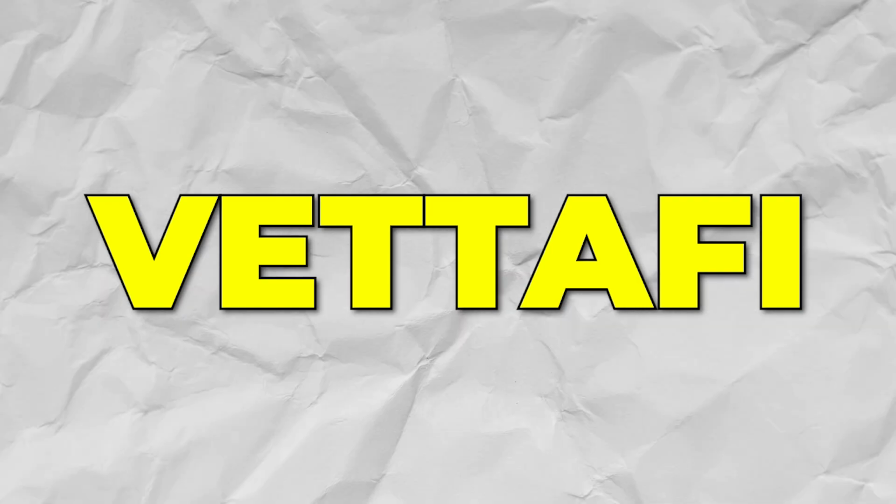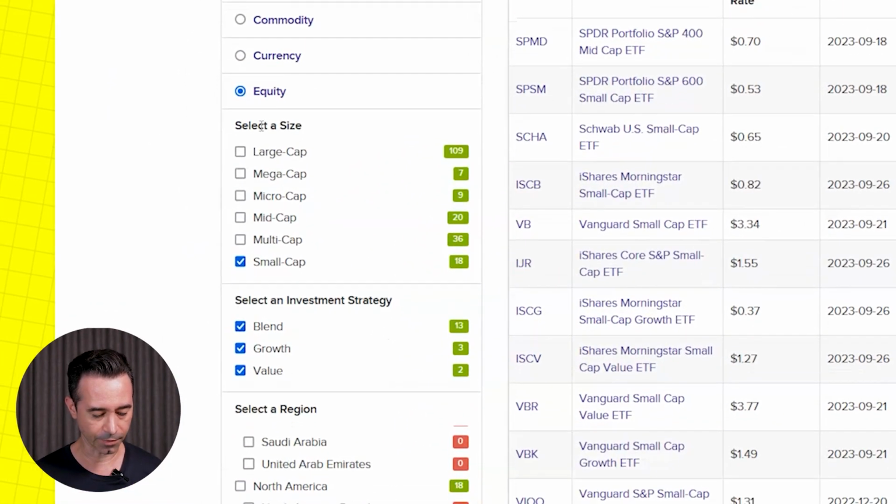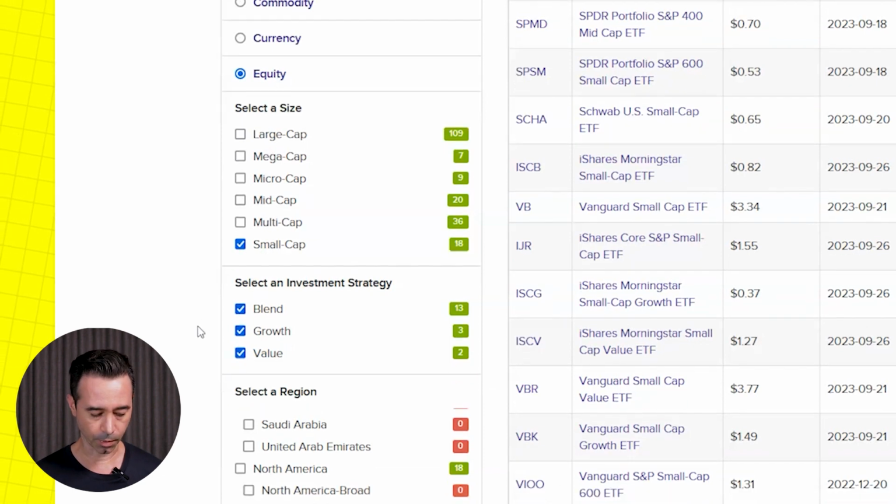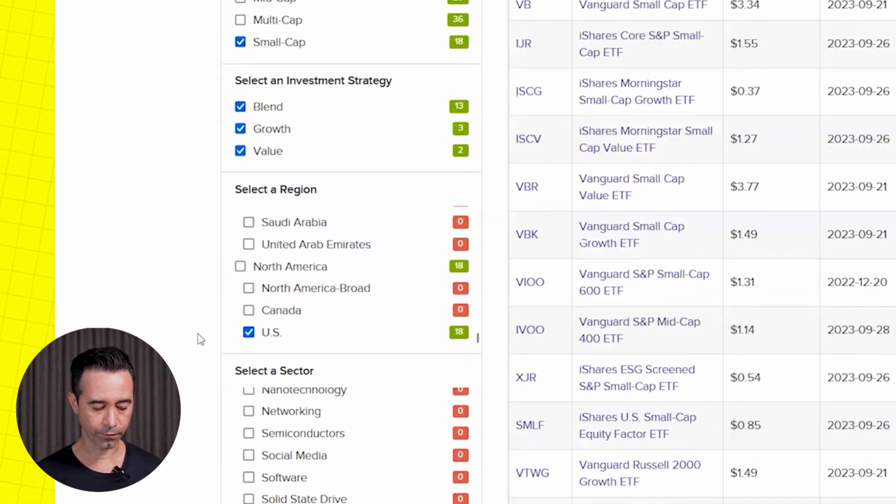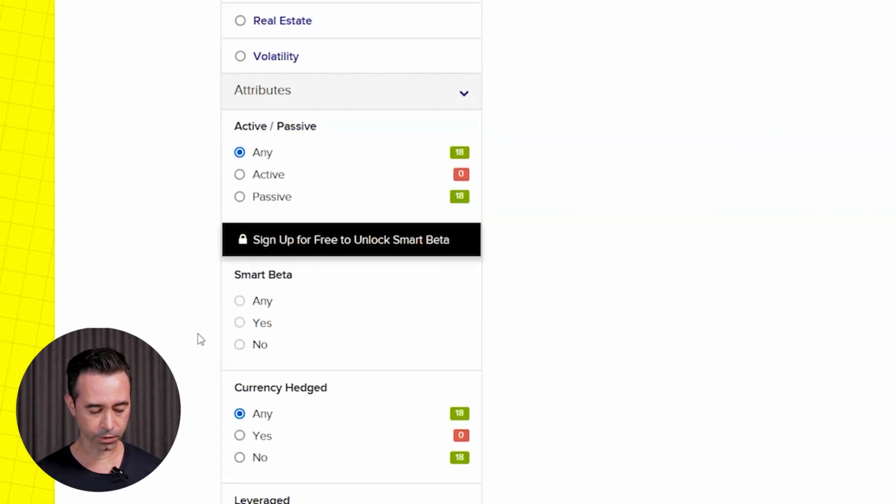So I go to etfdb.com. This is the screener. This is what I have. On the left side, under equity, I put small. I have blend, growth, value. I don't care what it is. I'm just looking for small cap stocks.